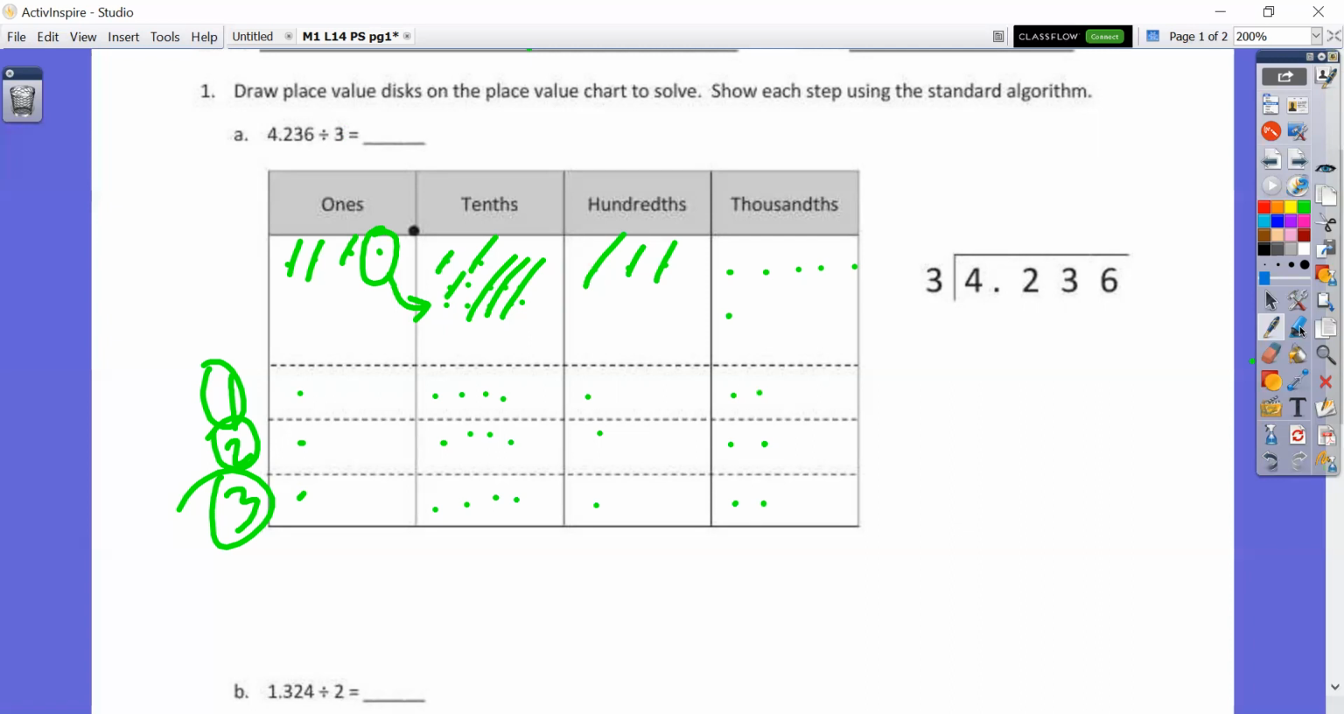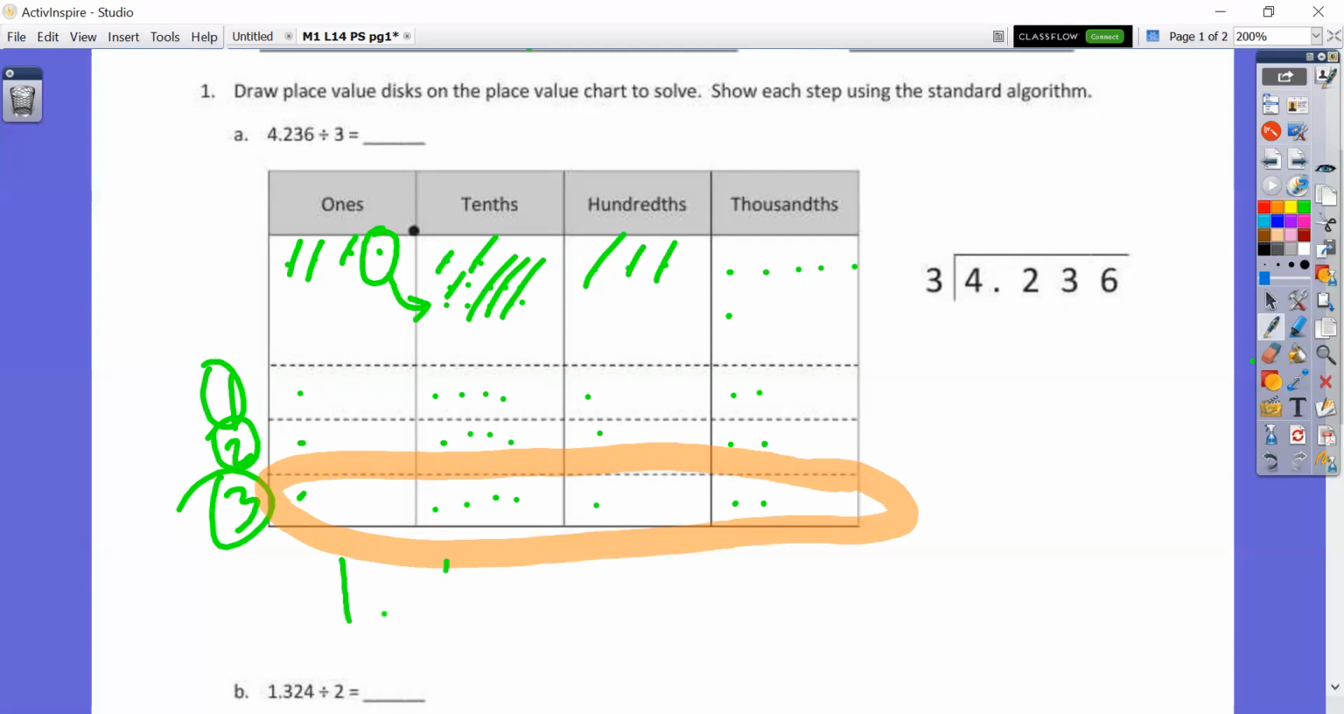And our answer, as represented in our place value chart, is what is equally in each group, which is 1 and 4 tenths, 1 hundredth, 2 thousandths, or 1 and 412 thousandths. Well, let's go ahead and represent these steps in the standard algorithm, or the long division. So we have our dividend inside of the long division sign. We have our divisor on the outside. And we are going to ask ourselves, how many multiples of 3 can we take out of 4?